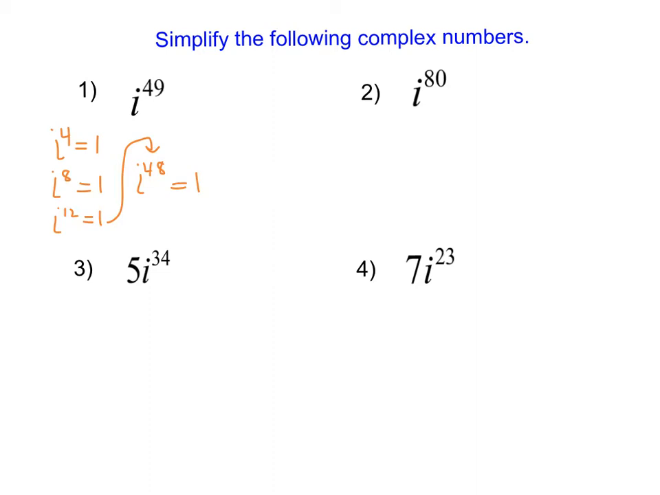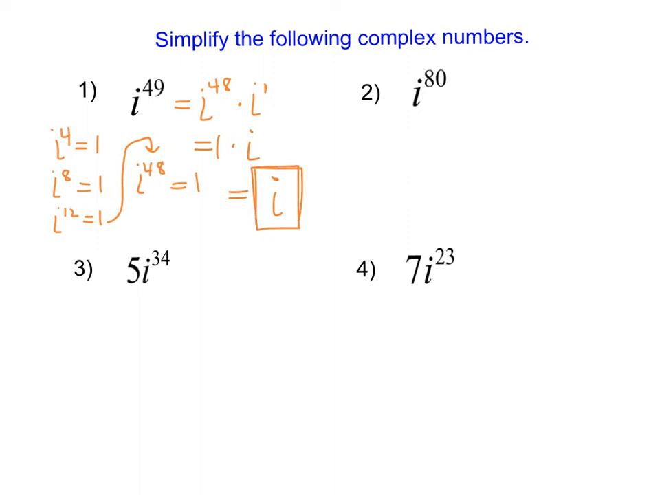So what we can do here with this i to the power of 49 is break this up into i to the power of 48, which is divisible by 4, and i to the power of 1. And then because i to the power of 48 is equal to 1, this becomes 1 times i to the power of 1, which is just i. So i to the power of 49 eventually simplifies to just a singular i.